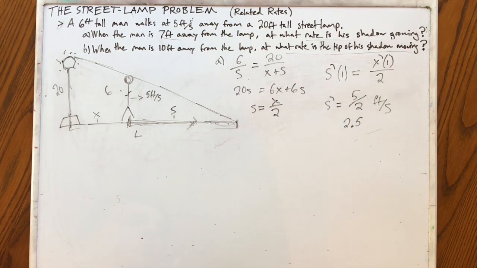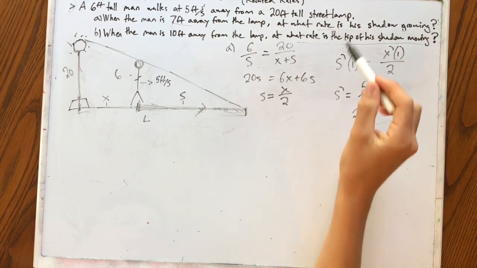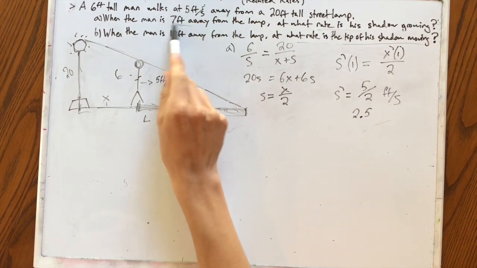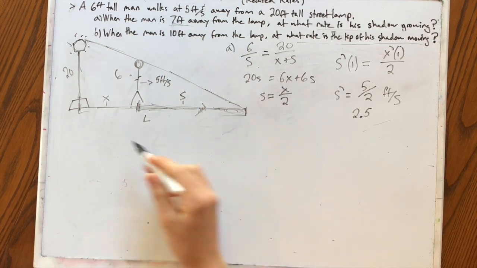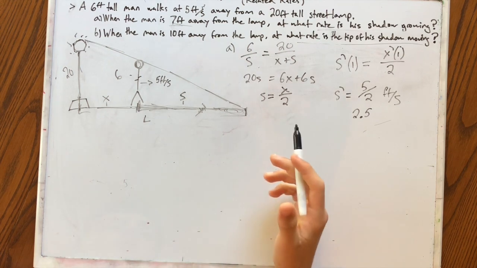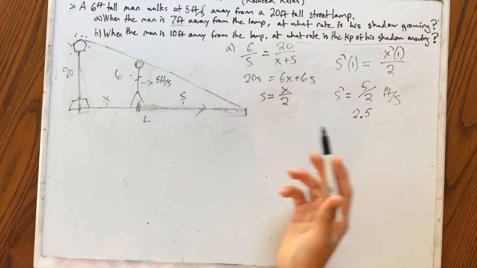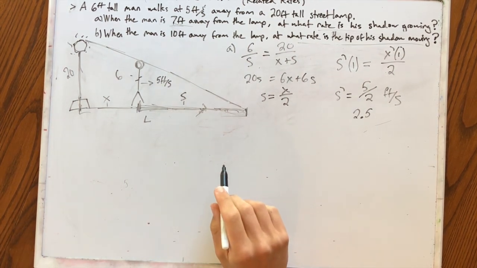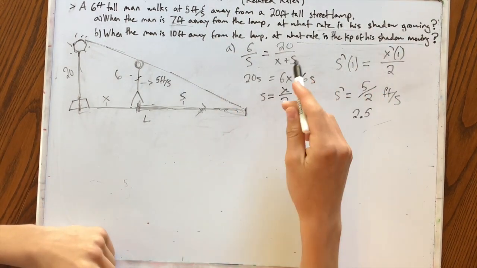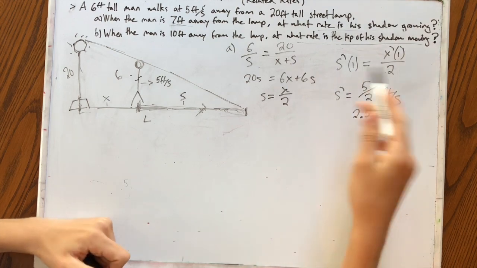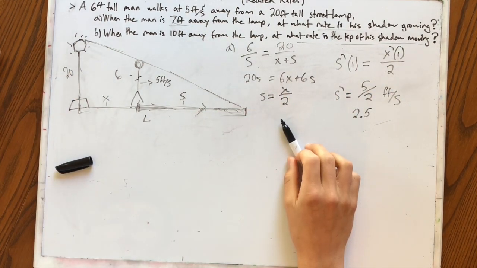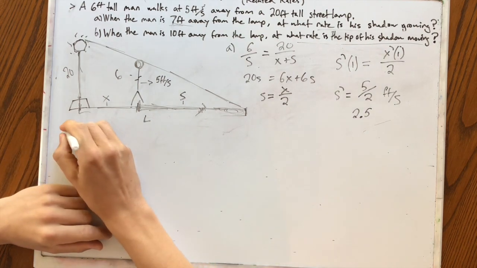And that's problem A. We've got our answer. The rate at which his shadow is growing is 2.5. It doesn't look like the distance he is away from the street lamp will actually matter. But you may have another related rates problem, especially with cones and stuff like that, where the amount of time that has passed significantly alters the rate at which something is changing. So yeah, let's do B now.